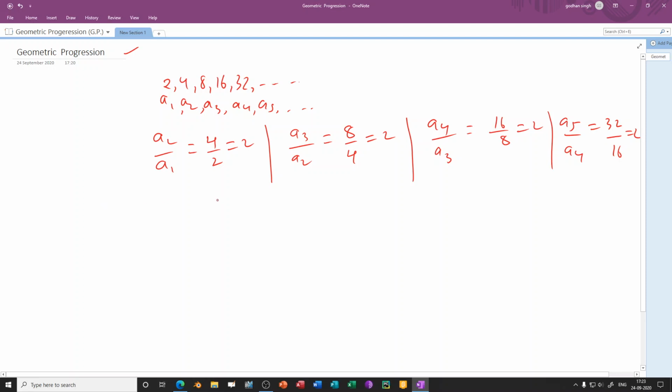So that means every time we are getting the same ratio. Therefore, these kinds of sequences are known as geometric progression.